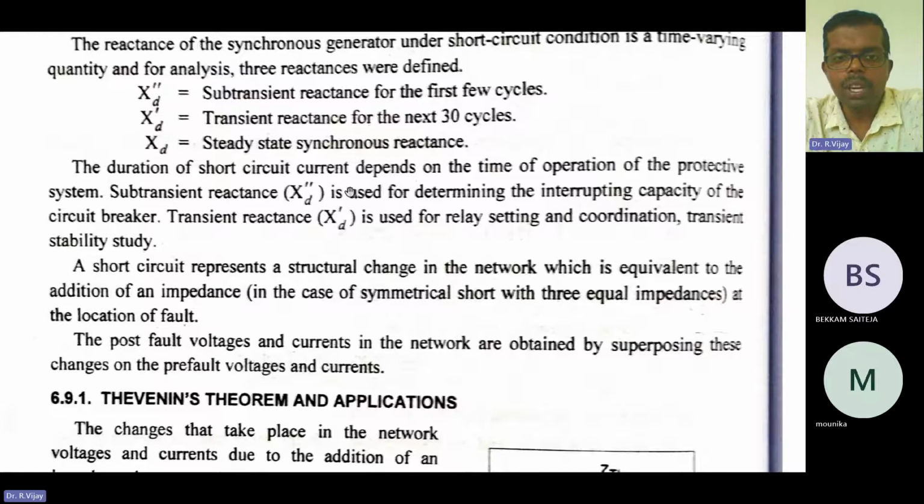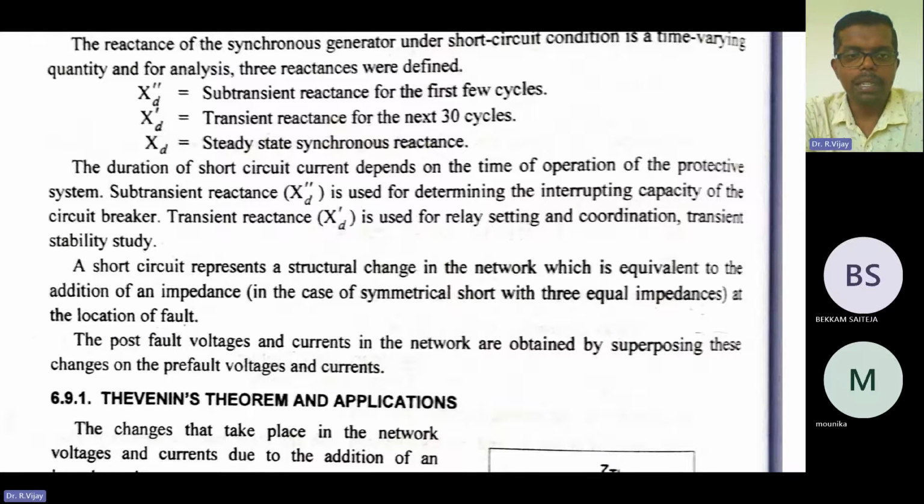The duration of short circuit current depends on the time of operation of the protective system. As we said, the time of operation is a few cycles. Cycles means it may be a few milliseconds. So the protective system, within a few milliseconds, may detect that fault and break the circuit, like that.